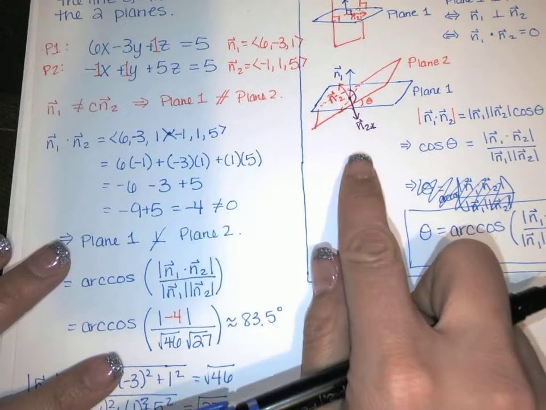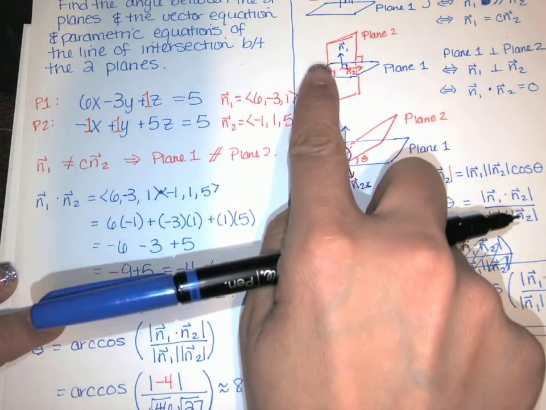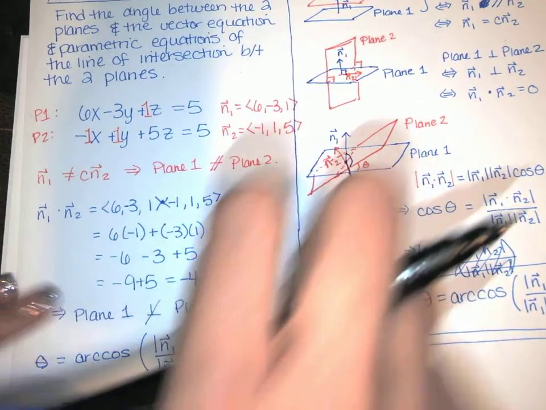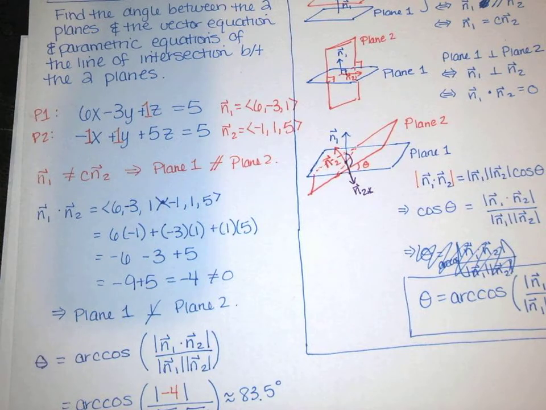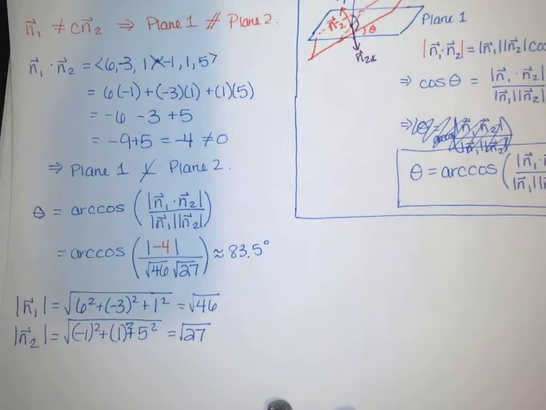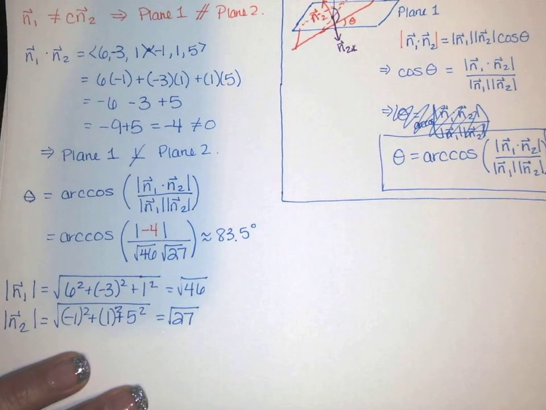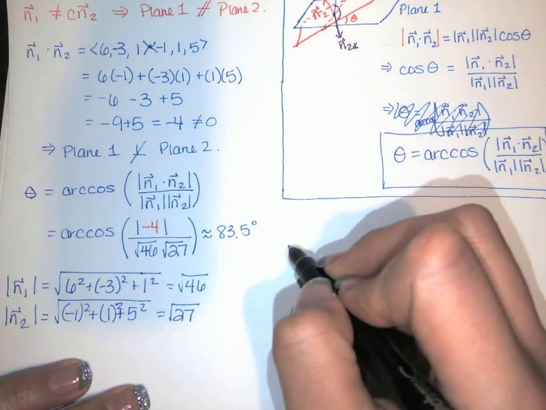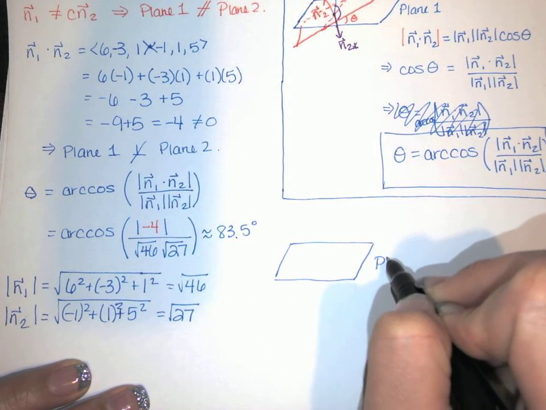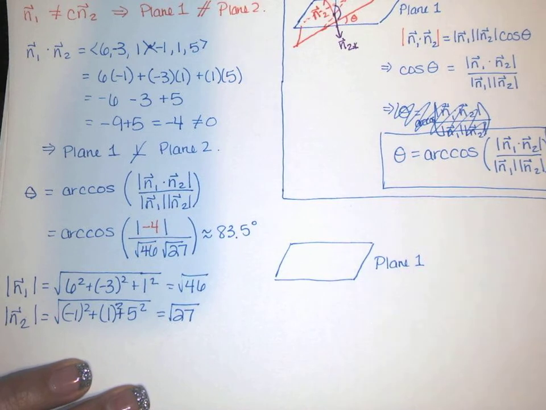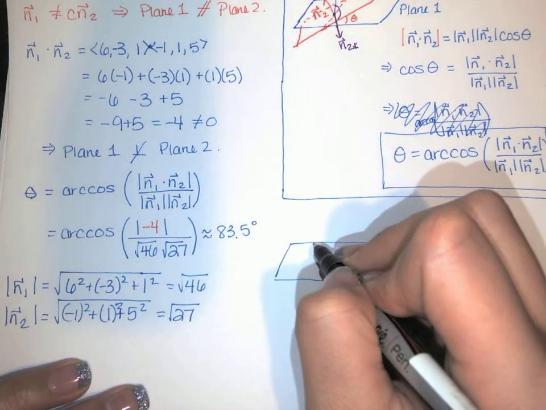So we've got a couple of planes. They look like this. They're nearly at a 90-degree angle, but this one's tilted just a little bit, so that the angle between them is 83 degrees, 83.5 degrees approximately. So now I want to think about this. Here's plane 1, and here's plane 2.